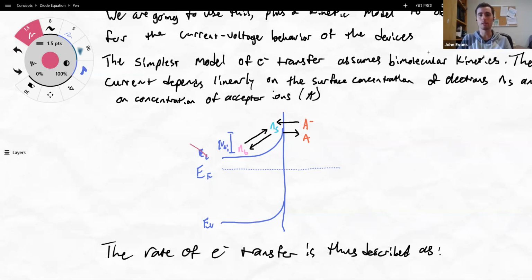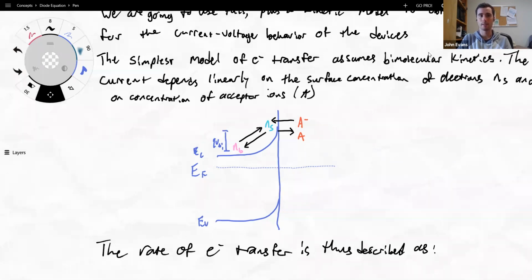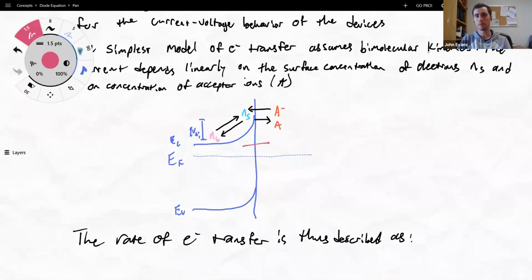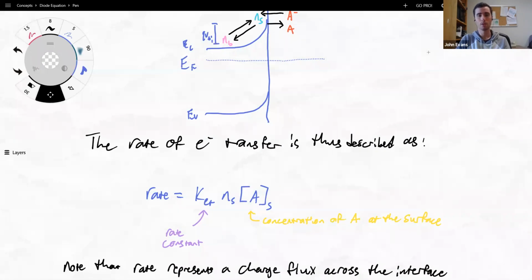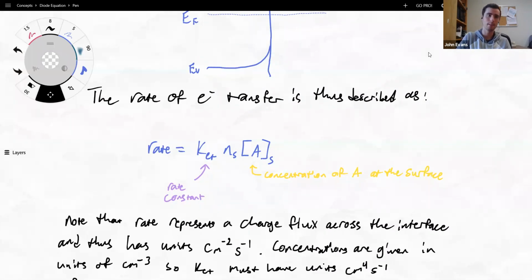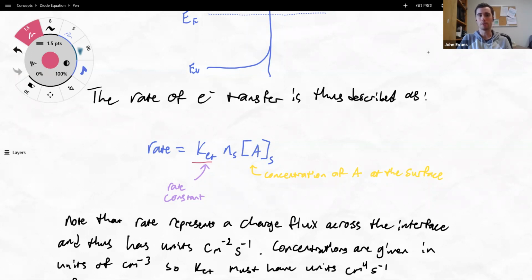Because what we're going to do really is we're going to look at the current across the interface. So we care about the current that's going on right here. We don't care so much about what's going on either side here. We only want to know how the electrons are flowing in and out of the semiconductor. So applying our chemical knowledge, the rate of electron transfer is described like this, where our rate is going to be equal to a rate constant multiplied by the concentration of electrons at the surface, which we denote as N sub S, and the concentration of acceptors, specifically acceptors at the surface.